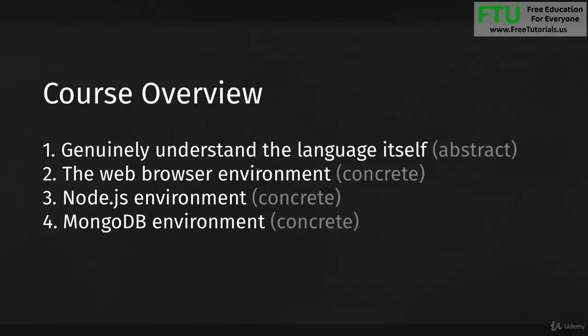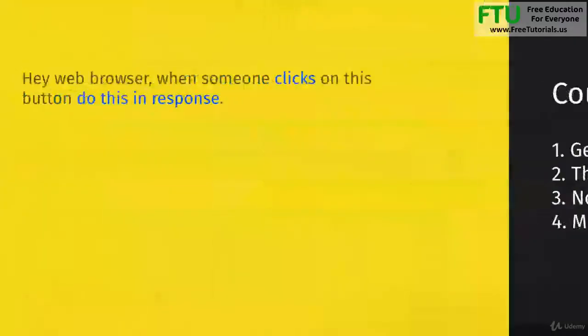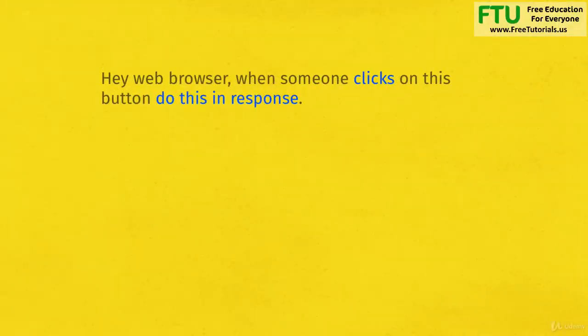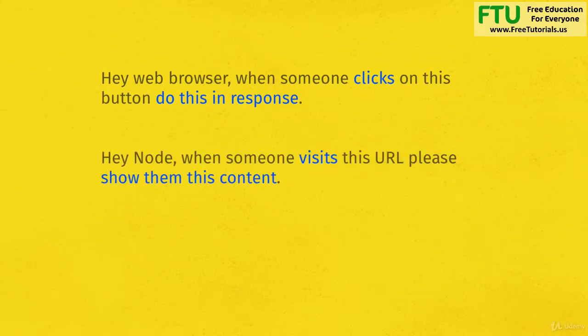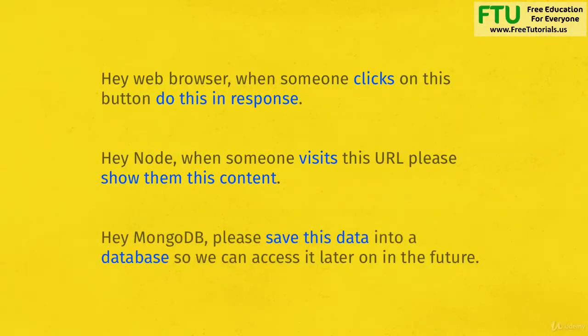For now, all you need to know is that there are multiple JavaScript environments, and each one has its own unique set of jargon or slang or lingo or new vocabulary. And using these words is how we perform the unique abilities of that environment. Here's a quick example for each of these big 3 environments. Hey web browser, when someone clicks on this button, do this in response. Hey Node, when someone visits this URL, please show them this content. And hey MongoDB, please save this data into a database so we can access it later on in the future.